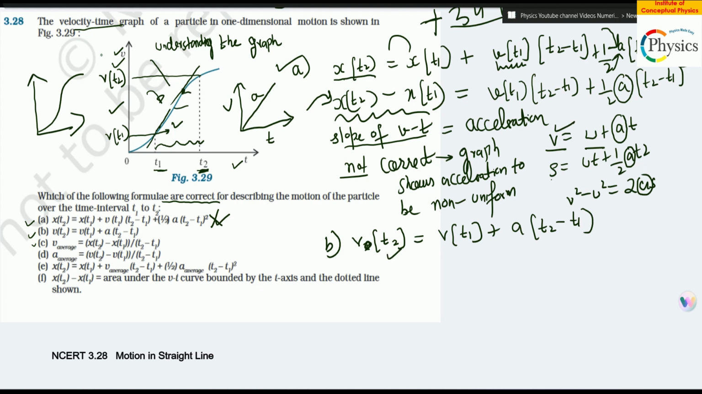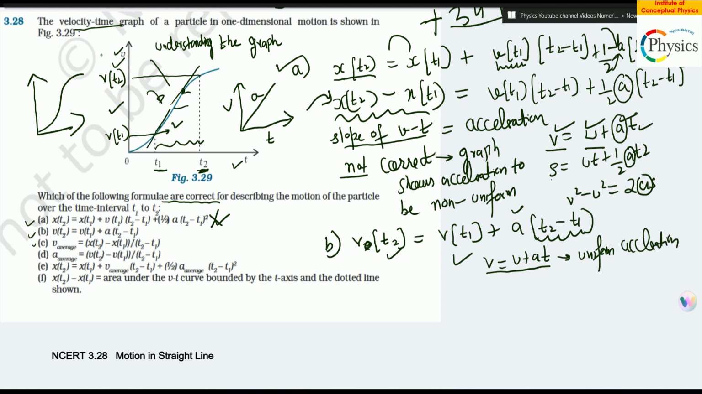The final velocity, initial velocity, acceleration, time elapsed. But again, this equation, V is equal to U plus AT, is applicable to what? For uniform acceleration.